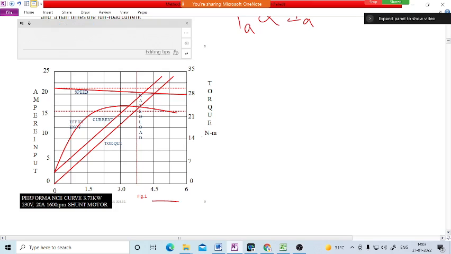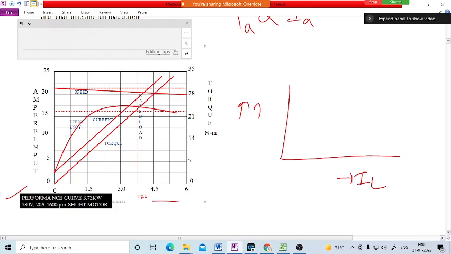So torque versus current, we observe, will be varied. The efficiency curve, torque curve, current and speed current will be different. This performance characteristics is for a 230 volts, 20 ampere, 1600 rpm shunt motor. Here we are taking the load, and here the ampere turns, the efficiency and the speed.